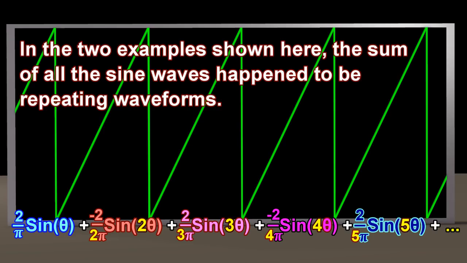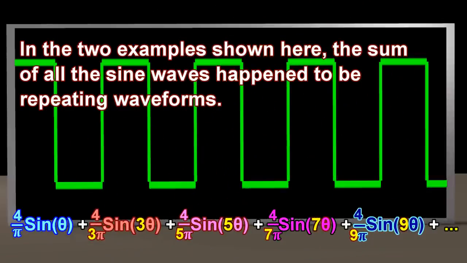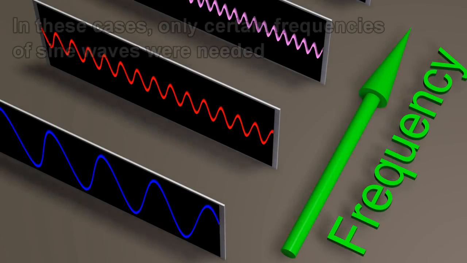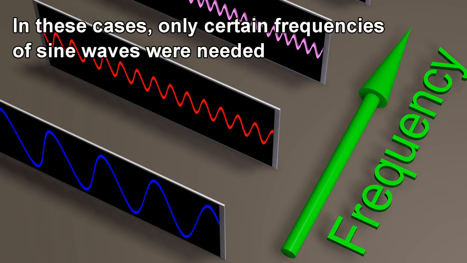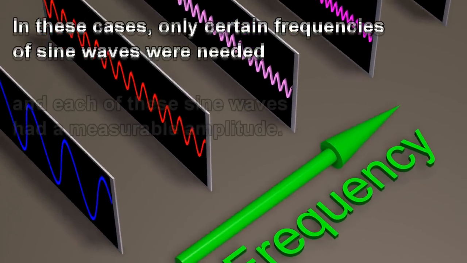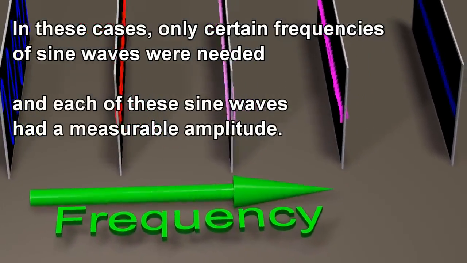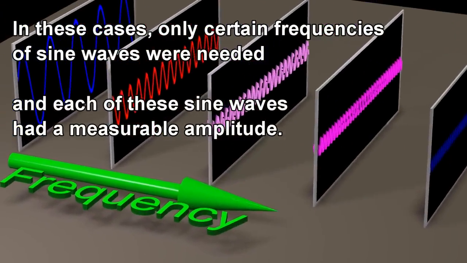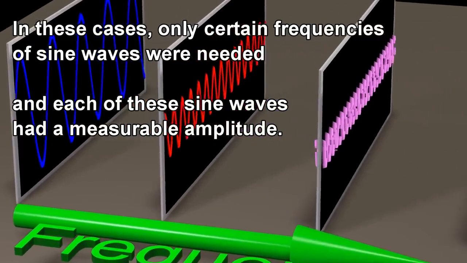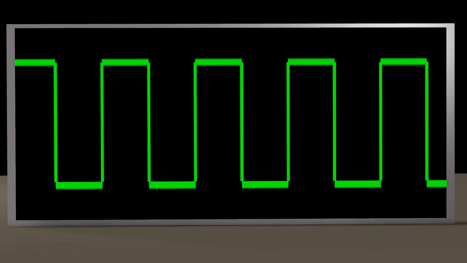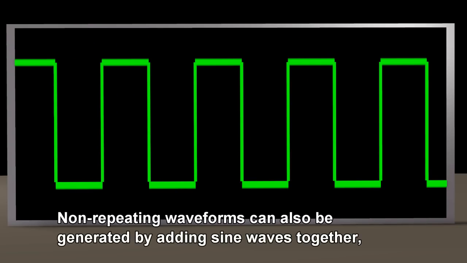In the 2 examples shown here, the sum of all the sine waves happened to be repeating waveforms. In these cases, only certain frequencies of sine waves were needed. And each of these sine waves had a measurable amplitude. Non-repeating waveforms can also be generated by adding sine waves together.